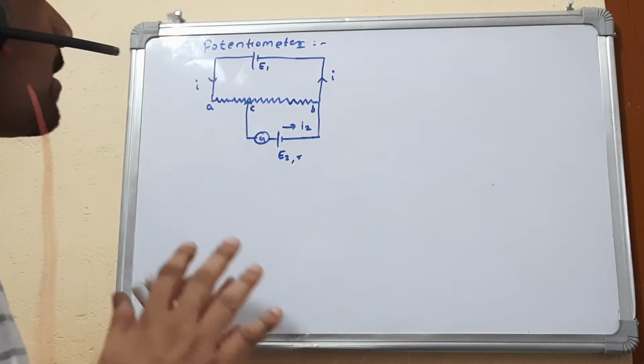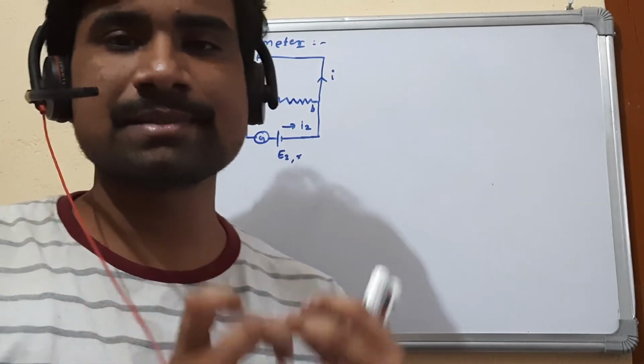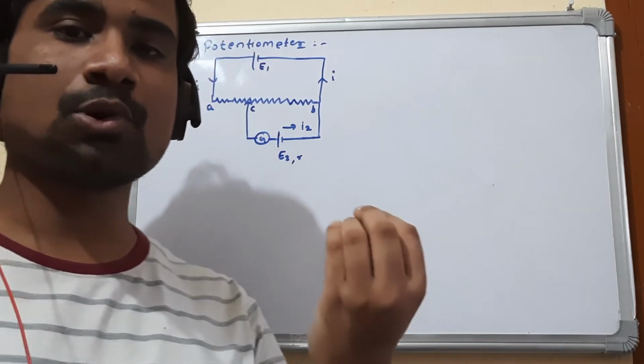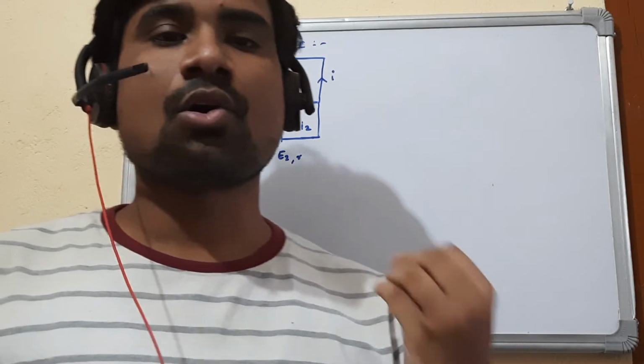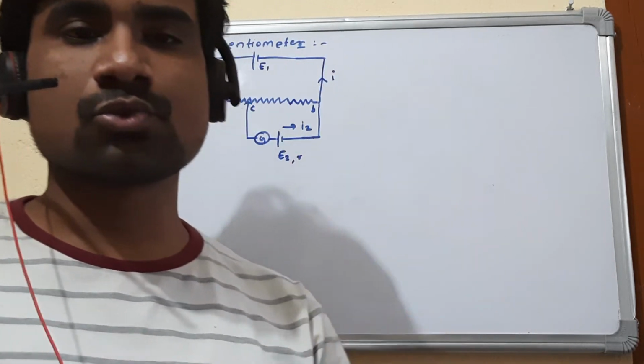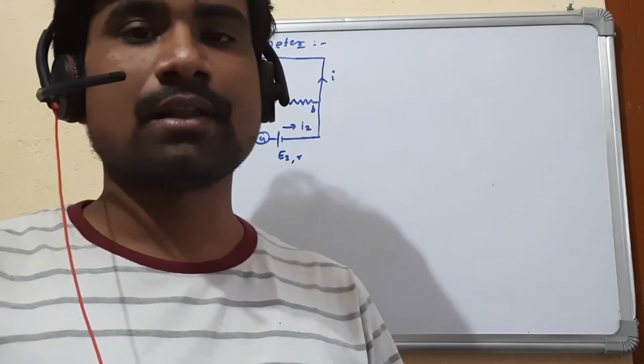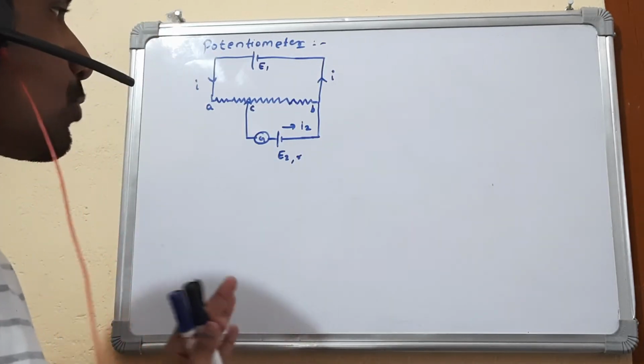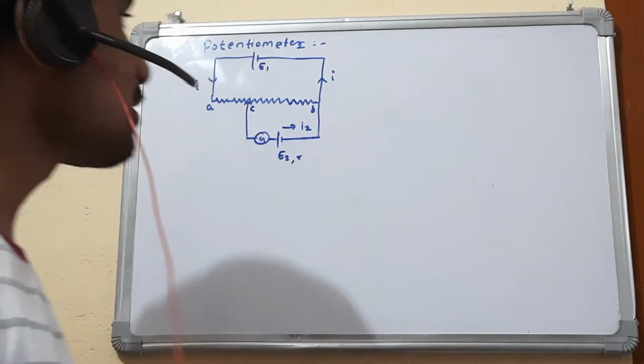This is how a potentiometer looks. Basically, a potentiometer, as the name suggests, is a measuring device which is used to measure potential differences or even resistances of unknown sources. Like if we need to measure the resistance or terminal voltage of a cell, we can use this instrument to do that. And this instrument looks like this.